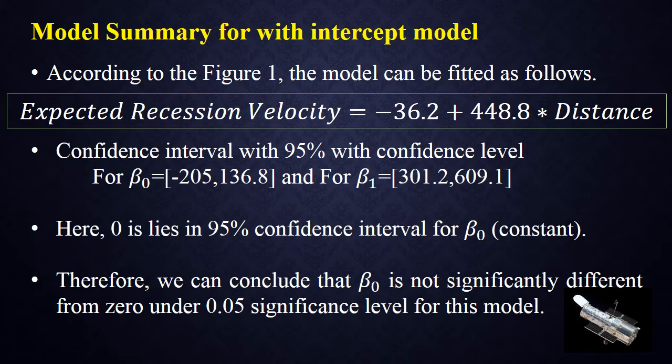Let's look at the confidence interval with 95% confidence level. Here beta naught, that is the constant, is in between positive and negative values. So then we can have the conclusion that 0 lies in the 95% confidence interval for beta naught, that is the constant. Therefore, we can conclude that beta naught is not significantly different from 0 at the 0.05 significance level for this data.